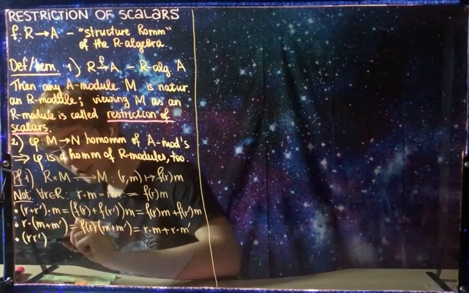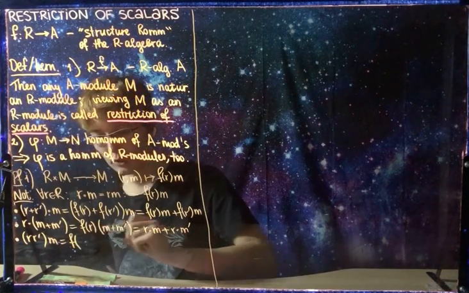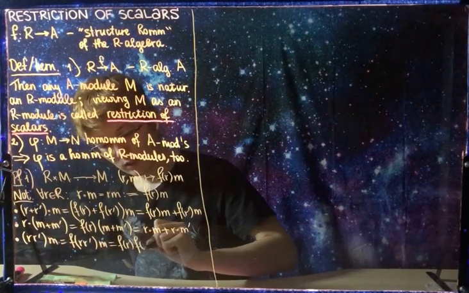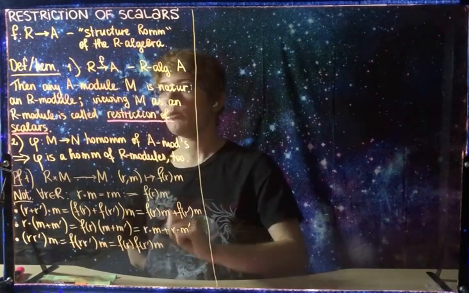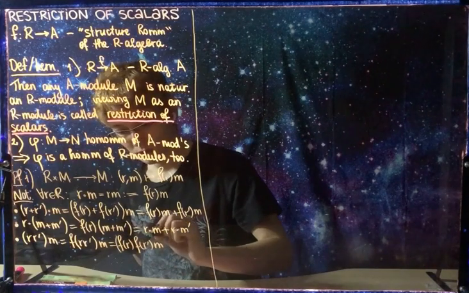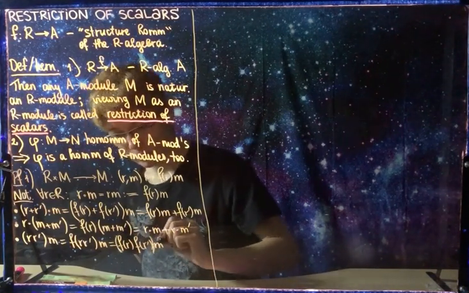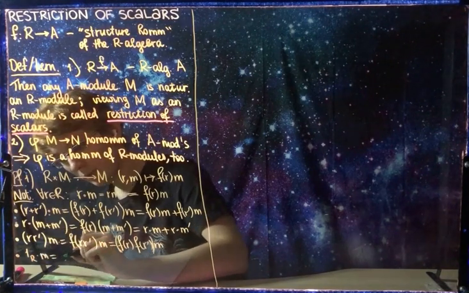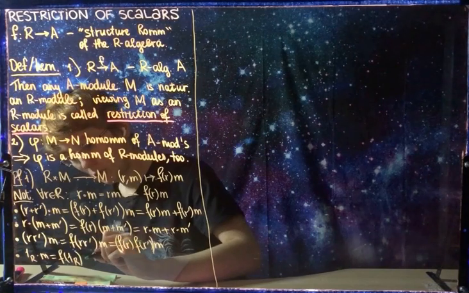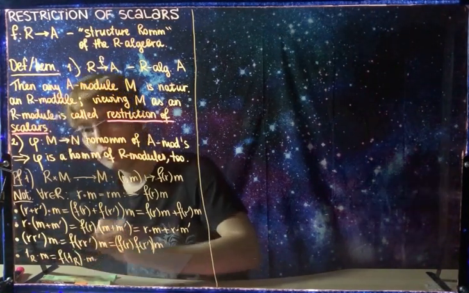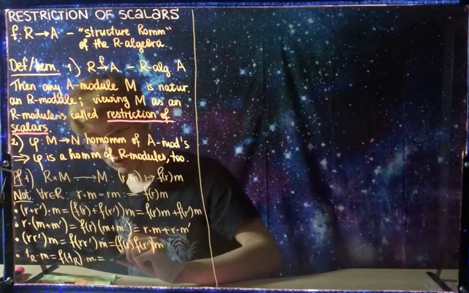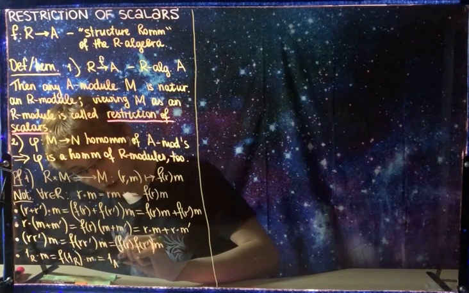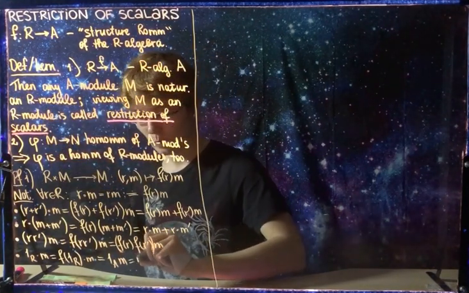And finally, associativity. So this follows from multiplicativity of f. r r prime times m is f of r times f of r prime times m. And by associativity of A, we can pretend that we don't have these brackets. And if we multiply by a unit from R, it goes to a unit from A, because we have a homomorphism of associative commutative unital rings, we get 1 sub A times m, which is equal to m.